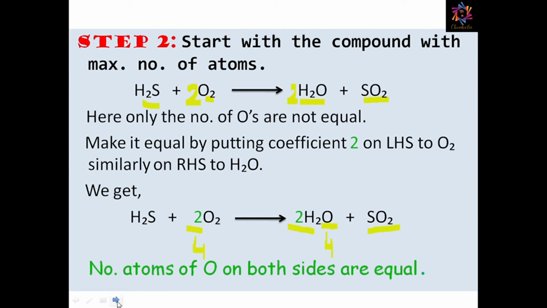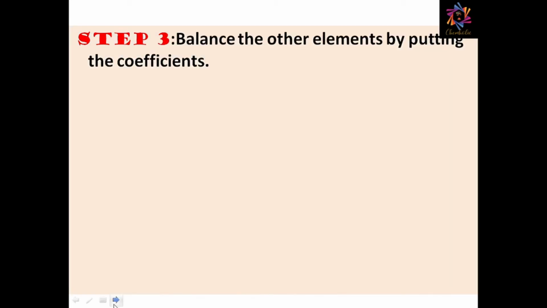But the problem is, since we have multiplied or written the coefficient 2 here, it is also having this H2. That means this H2 now becomes 4 on the RHS, and this on the LHS. We balance the other elements by putting suitable coefficients. So we'll write the equation. Since we have written the coefficient 2, we'll write that.